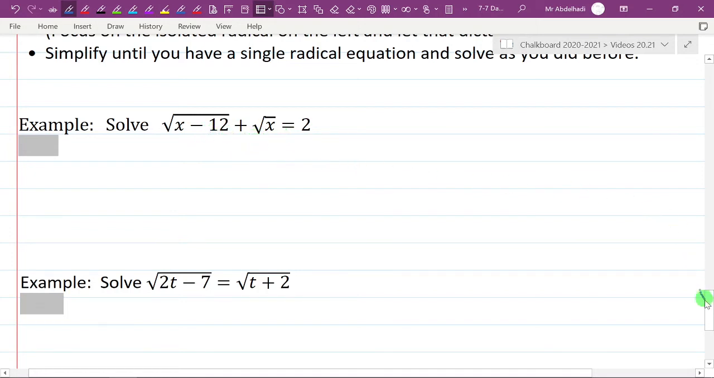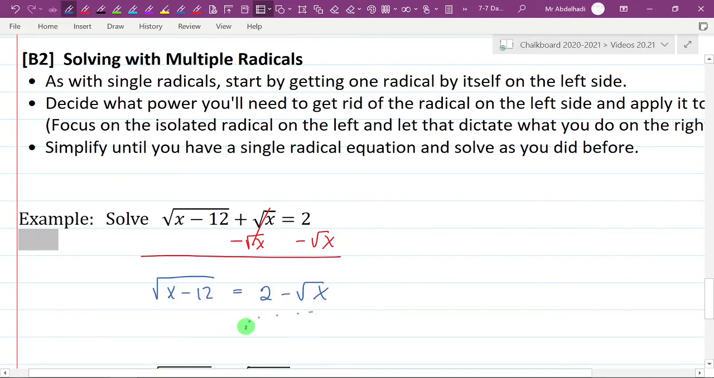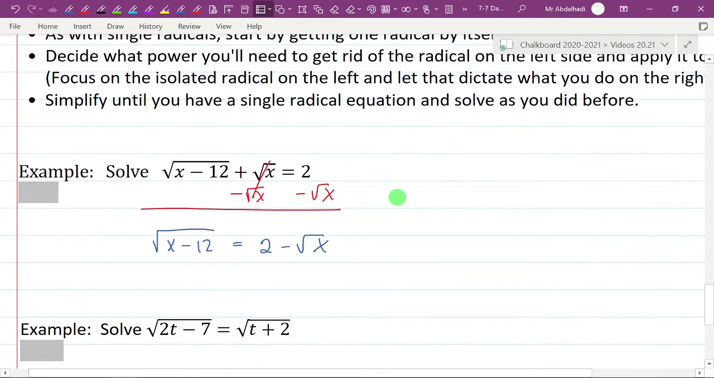And here's what you're going to do, and it's in the notes here. As with single radicals, start by getting one of the radicals by itself on the left side, and let the other one be on the other side. It doesn't matter which one I leave on the left and which one I move to the right. Since this one's already furthest to the left, I'll leave this one alone and move this one to the right. How do I do that? I'll just subtract it from here and subtract it from here. I end up with this. Okay, and that's step one.